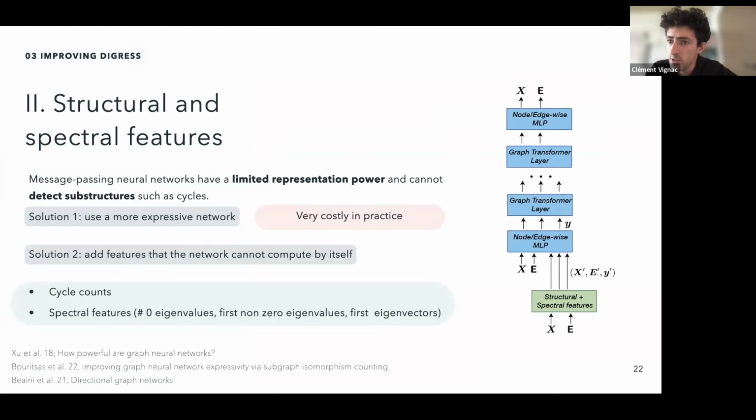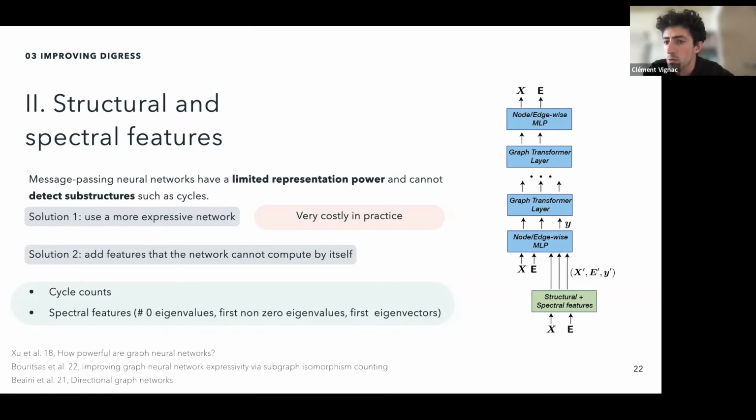Now, regarding the limited representation power of graph networks, of course, it's a super complex topic, so we don't have a perfect solution. But we know that it's an important problem in practice because graph networks tend to fail to detect simple substructures like cycles, or simply to know if the graph is connected. That's not so easy for a message passing network.